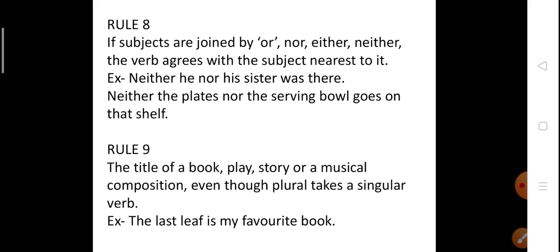Rule number 9 says that the title of a book, play, story or a musical composition, even though plural, takes a singular verb. So for any title of a book, play, story, anything, with that we always use a singular verb. For example, a novel named The Last Leaf is my favorite book. So here the title of a book, with that we are using is, a singular verb.